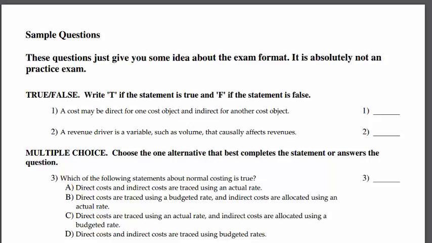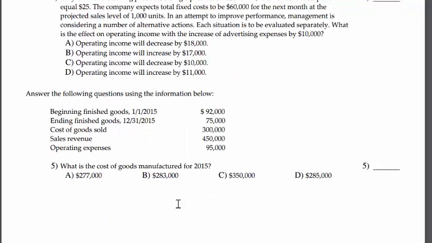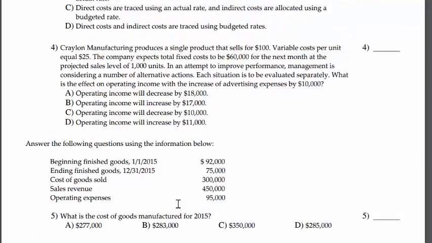So let's come to the multiple choice questions. The first one, number 3, which of the following statements about the normal costing is true? Well, this is a kind of a definition question, so if you are familiar with the concepts, then you should be able to solve this question and find the right answer. So the right answer is, direct costs are traced using an actual rate, and indirect costs are allocated using a budgeted rate. Okay, so I think we just covered chapter 4. So you should be able to find the corresponding definitions in the textbook and the slides, so it should be good. So now let's look at those quantitative questions.